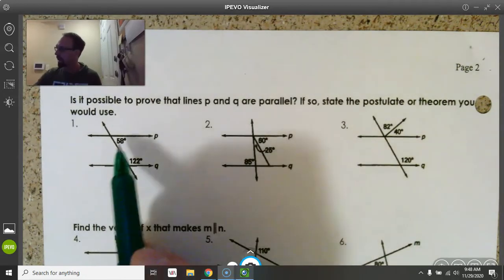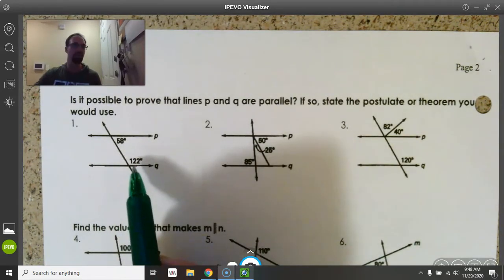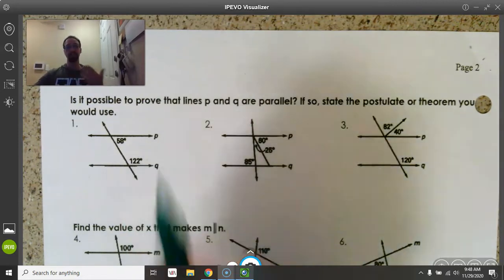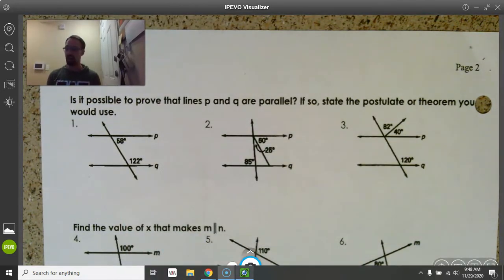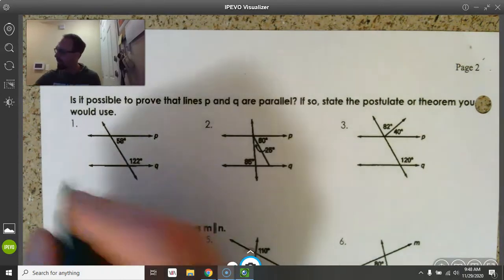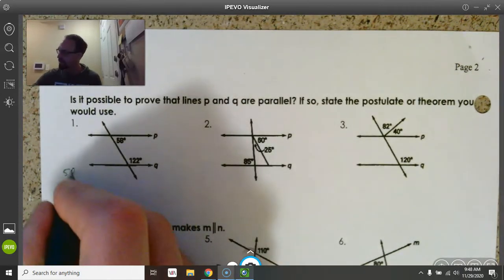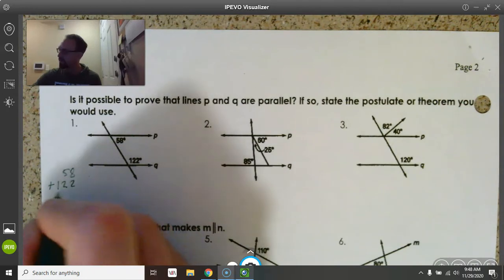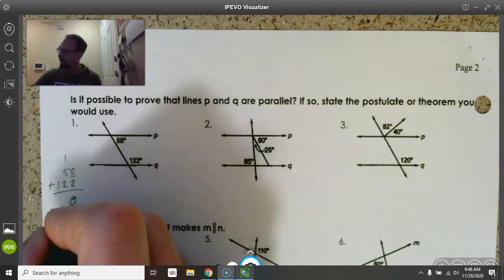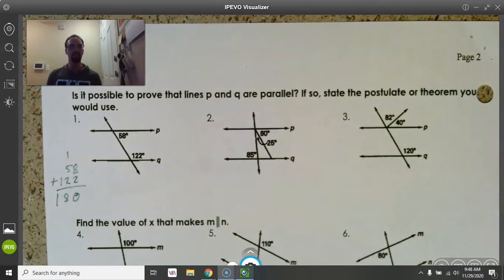So this one right here, I have 58 degrees and 122 degrees. I first need to identify what type of angles these are. So these are same side interior angles. So what I need to do is check, okay, do both of these angles add up to be 180 degrees? So off to the side for work here, I'm going to show 58 plus 122. If I add these up, what I get is 180. So because these add up to be 180 degrees, those are parallel lines.